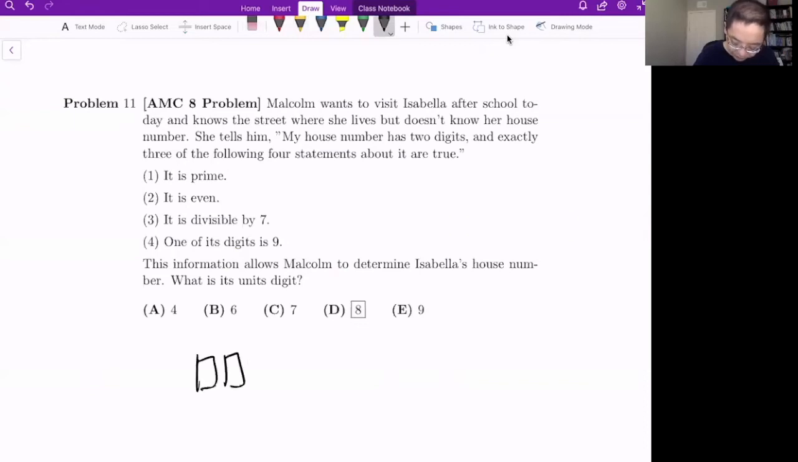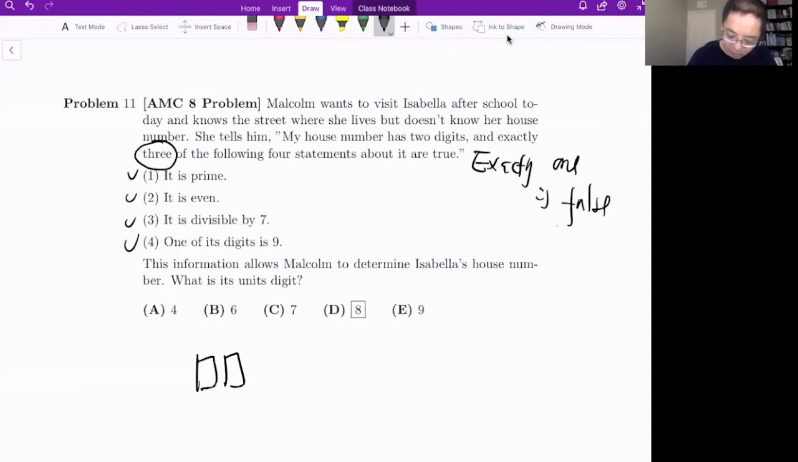Now also, there are four pieces of information. The first one says it's prime, the second says even, the third says divisible by 7, and the fourth says one of the digits is 9. And it also says exactly 3 of the following statements are true. That means one and only one is false. So what we need to do is figure out which one.